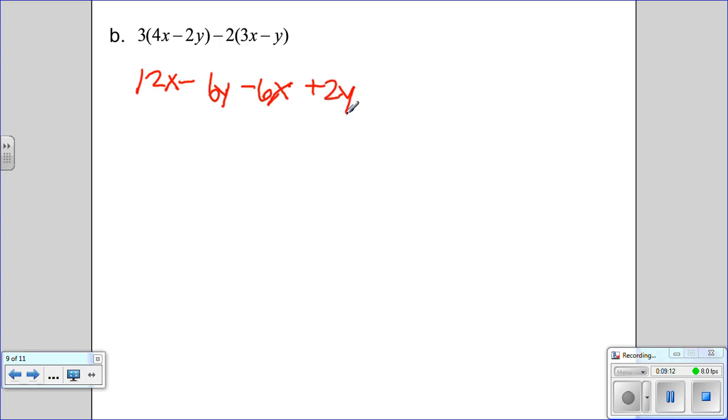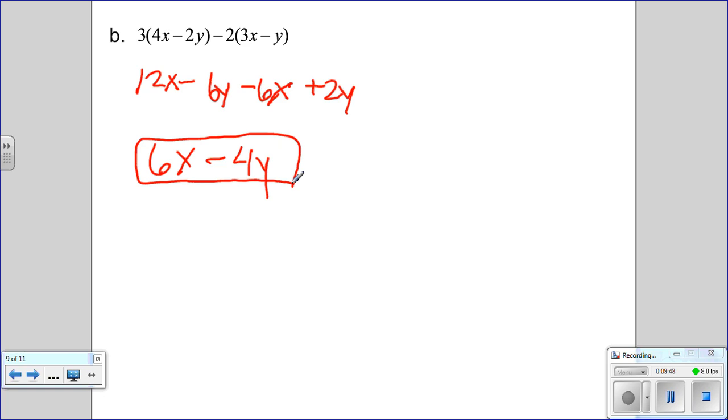Okay, and then step number 2, we're going to combine like terms, so the letters that match. Let's look at the x's. 12x minus 6x gives you positive 6x. And now if you look at the symbol in front of your letters here, if I look at the y's, I've got -6y plus 2y. That leaves me with -4y, and so I'll write minus 4y. So my answer here would be 6x minus 4y. And you leave it like this because x's and y's don't go together.